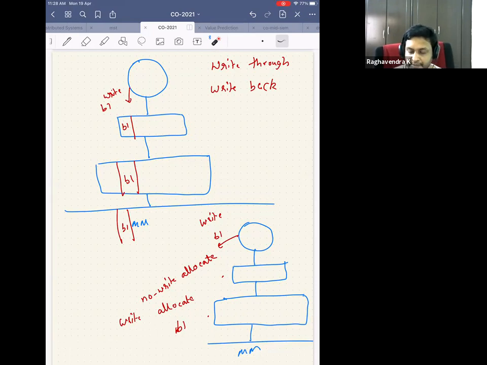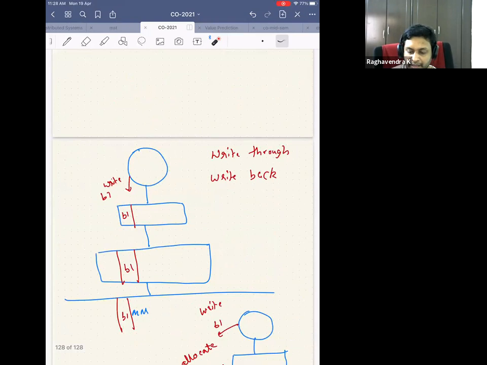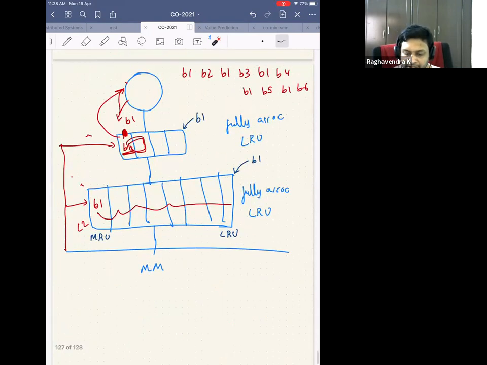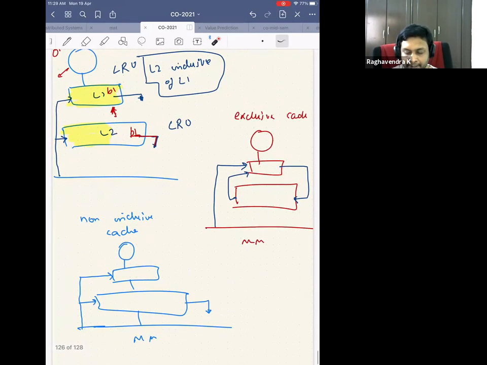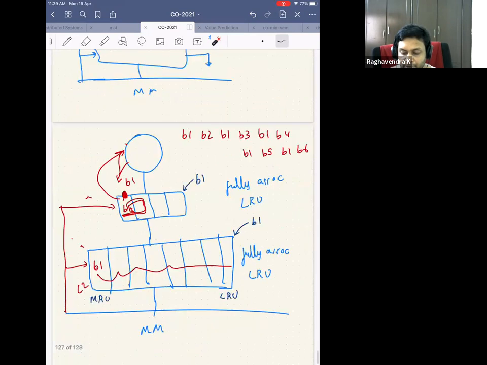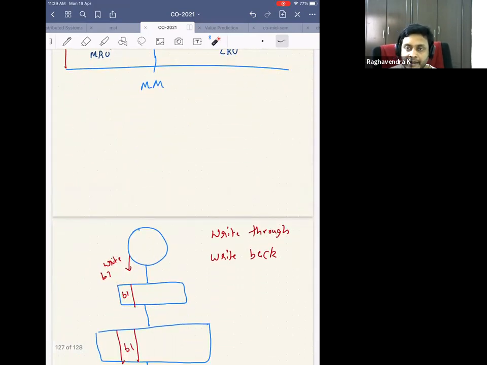I will repeat again. When the CPU generates a read, I have no issues, right? When the CPU generates the read, I bring it. I am assuming that I'll keep it in both levels of cache. If it is an inclusive cache, I'll keep it in only L1 cache. If it is an exclusive cache, and things like that. I hope this is clear, right? What happens on a read is clear. But what we are thinking now is, what happens on a write?